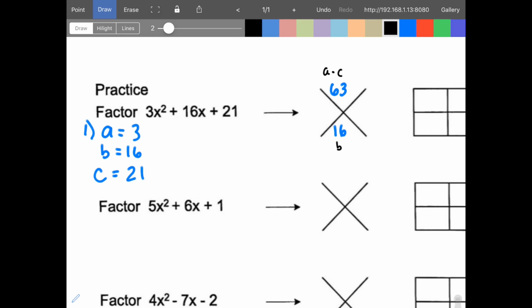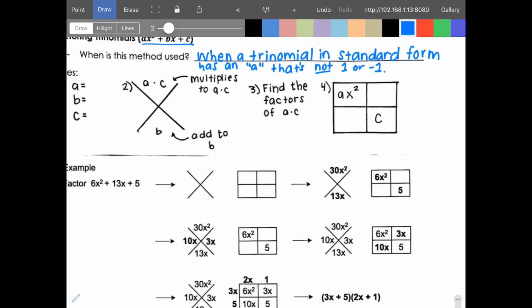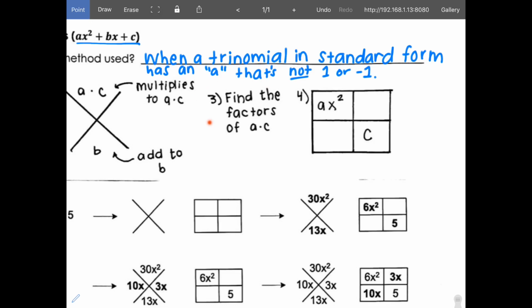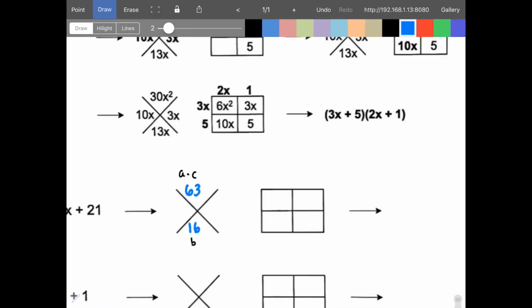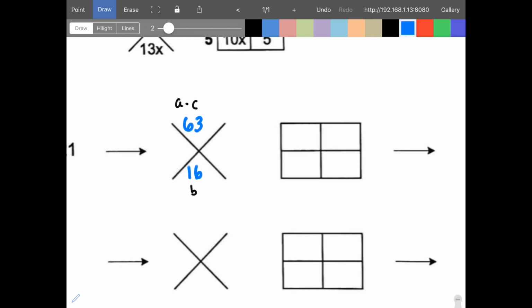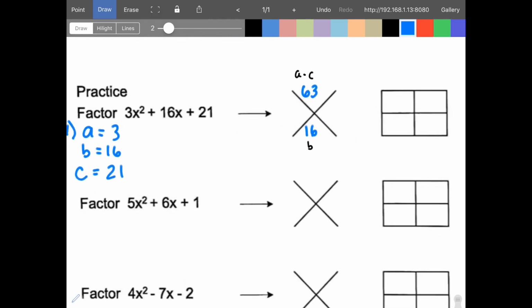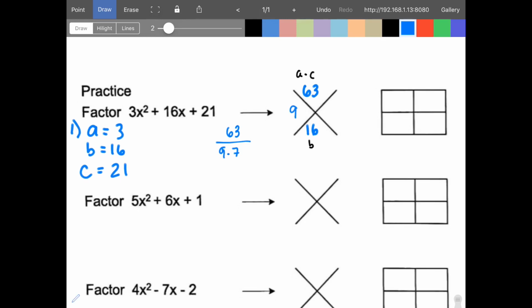Okay, so that was step 2. Step 3 says find the factors of A times C. So we're going to find the factors of this number, your A times C, so we have to find the factors of 63. I'm going to do it down here. Well, we have 9 times 7, and that adds up to 16, so we can jump straight into that. 9 times 7 is 63, and 9 plus 7 is 16.